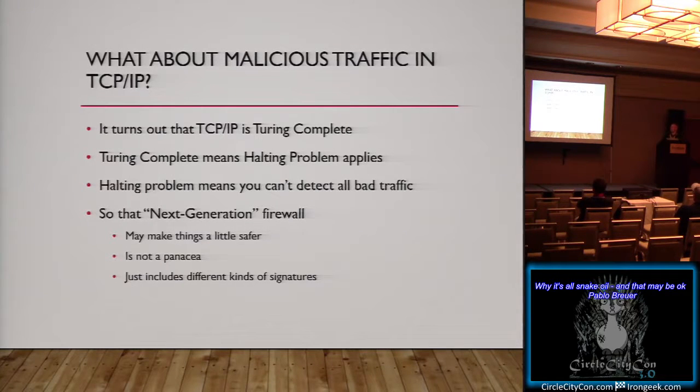So what about malicious traffic and TCP/IP? Well, it turns out that TCP/IP is Turing complete. Turing complete means the halting problem applies. The halting problem applies means that I can't tell you if any given packet is malicious or non-malicious. So that next-gen firewall is probably going to make things a little bit better, but it's not going to solve all your issues. It is not going to detect all bad traffic. And it's just going to include different signatures, either heuristic or signature-based, but it's just statistical models and signatures. It is not fundamentally new, and it is not going to solve your problem.